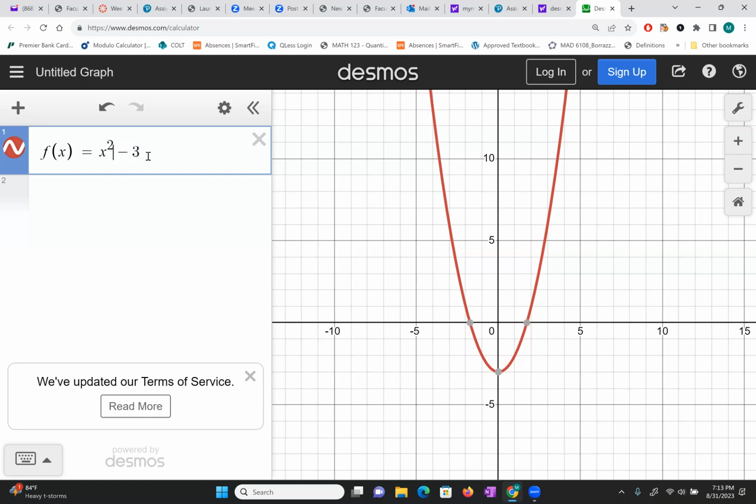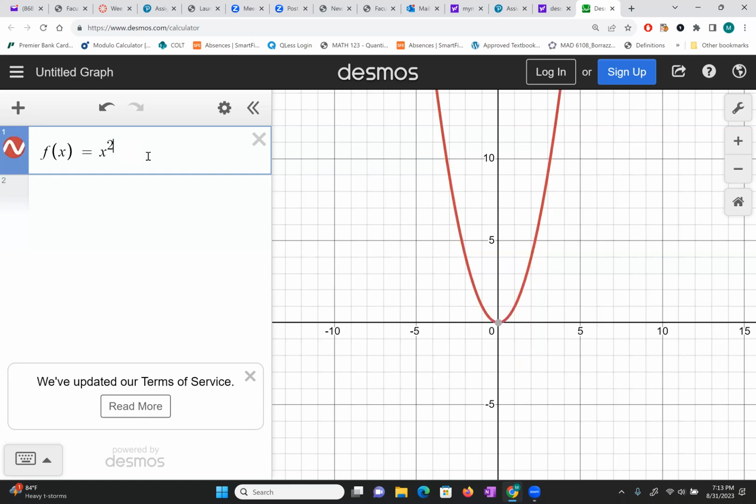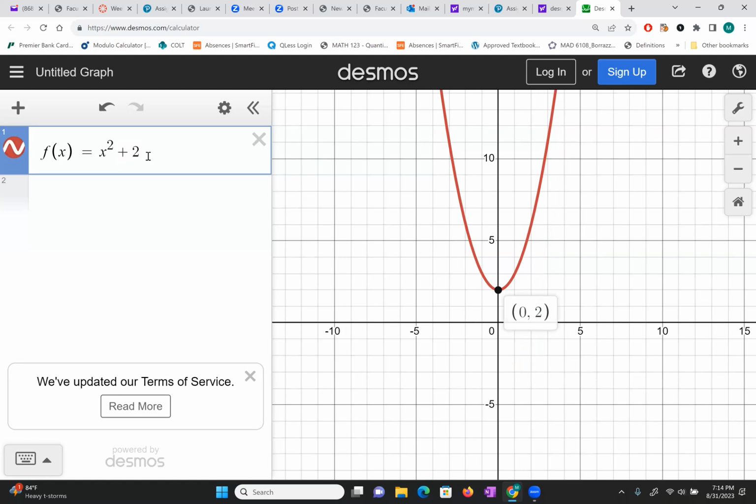If I change the shift to a positive, let's go +2. What do you notice about that vertex? It went up 2, right? So when it comes to the shift of the parabola, it's true to itself. If it's +2, it's going to go up 2. If it's -2, it is going to go down 2. Guaranteed. Now, those are vertical shifts. So please understand that.